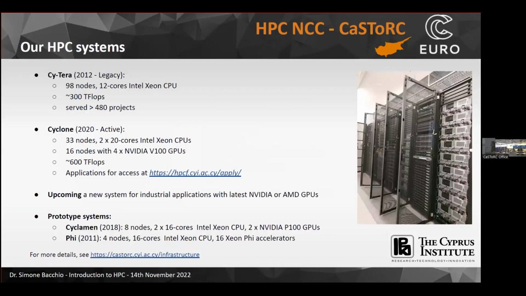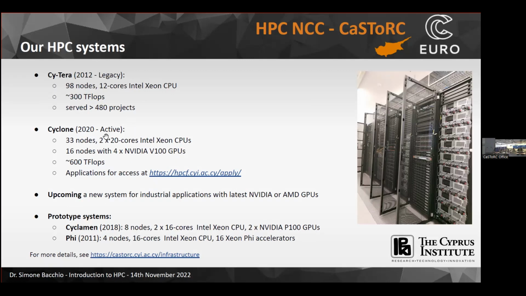Okay, finally, just a few words about our system. The one you are going to use, we had previously Cythera. This is our legacy supercomputer. Nowadays, the one you are going to use is actually Cyclamen, right? Yeah, Yannick, Cyclamen, which is a similar but smaller system, with 8 nodes, and it has NVIDIA GPUs with P100s.